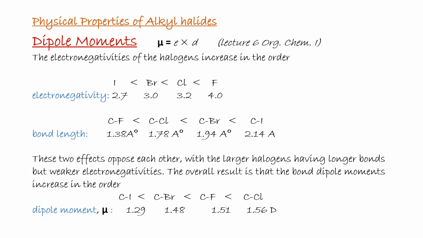Physical properties of alkyl halides. For the dipole moment, we have taken before that dipole moment equals charge times distance. The electronegativity of the halogen is highest for fluorine, then going down to chlorine, then bromine, then iodine. Next, the carbon-halogen bond length. For carbon-fluorine, it is shorter, 1.38. For C-Cl, 1.78. C-Br is larger, 1.9. And of course, carbon-iodine is the largest, 2.14. That's bond length.